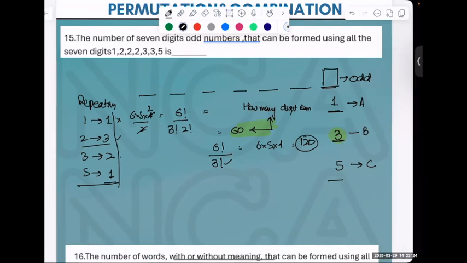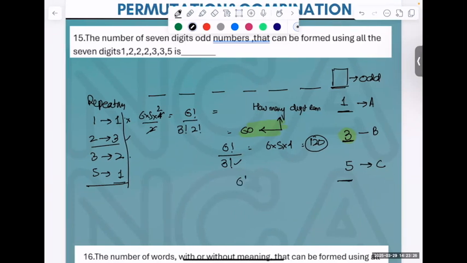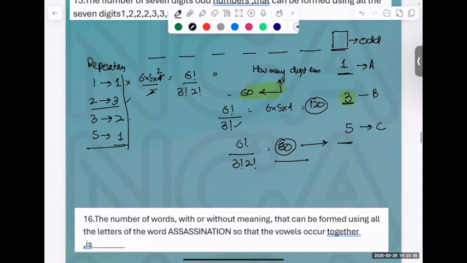Okay, next 5. If it is 5, again it will be 6 factorial. How many times 1? 1. How many times 2? How many times 3? So this should come out to be 60. This is for 5. So if we add all of them, 60 plus 60, 120. Total number of times, 240 times this number is going to come. Any doubts with this? Is that clear?